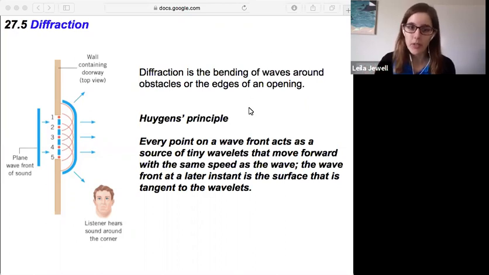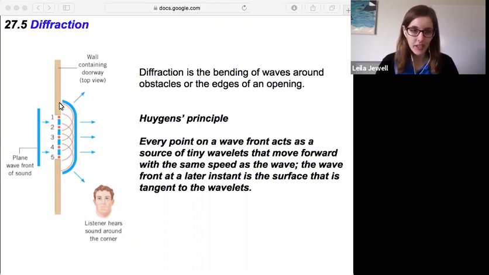How is that? Well, it comes in part from Huygens' principle that every point on a wavefront acts as a source of tiny wavelets that move forward with the same speed as the wave. The wavefront at a later instant is the surface that's tangent to these wavelets. So if we imagine a plane wavefront of, say, sound, as it passes through an opening like a doorway, we could look at 5 points within that sound wave, and each of these produces its own wave going in all directions. So we would draw a uniform semi-circle around each, since it's going forward.